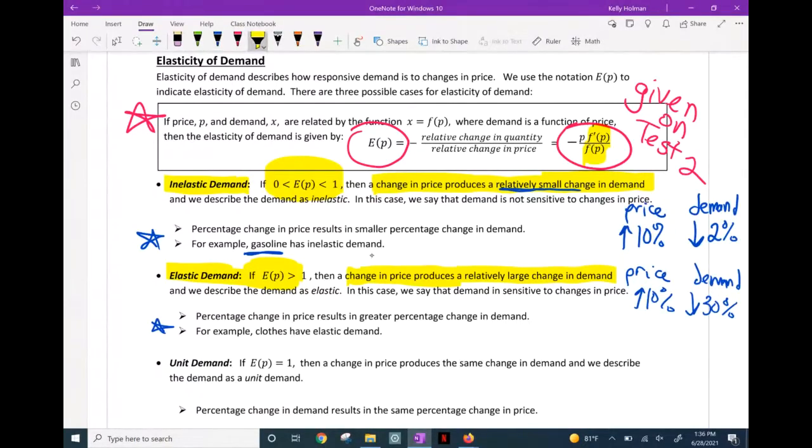And then if your calculation comes out exactly to be 1, we call that unit demand. That just means if your price goes up, say 5%, then your demand is also going to go down 5%. They change the same way. That's unit demand. That's if your calculation comes out to be exactly 1.